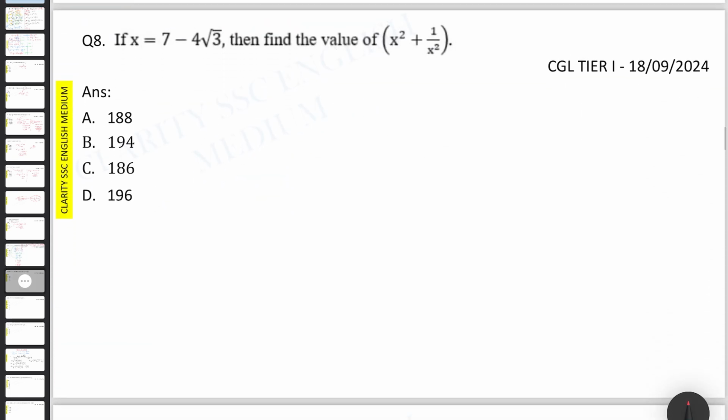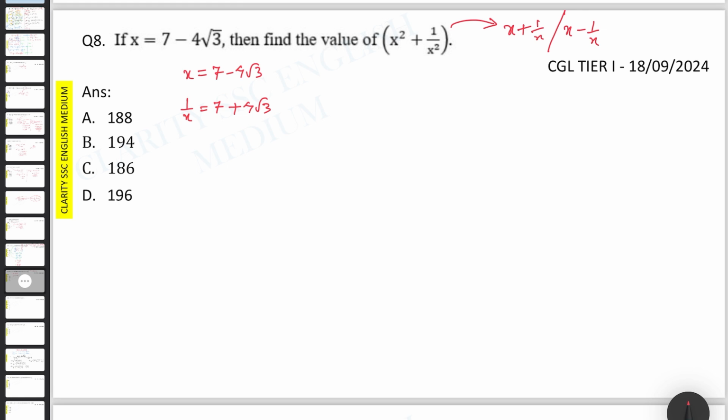Let's see question number 8. If x is equal to 7 minus 4 root 3, then find the value of x squared plus 1 by x squared. See this in the form of x plus 1 by x or x minus 1 by x. If x is equal to 7 minus 4 root 3, then 1 by x is equal to 7 plus 4 root 3. How? I'll tell you.